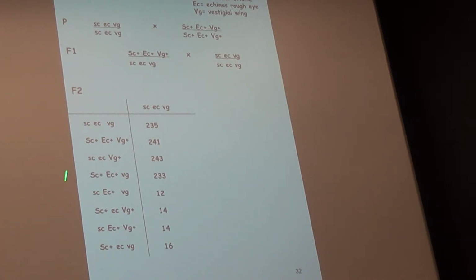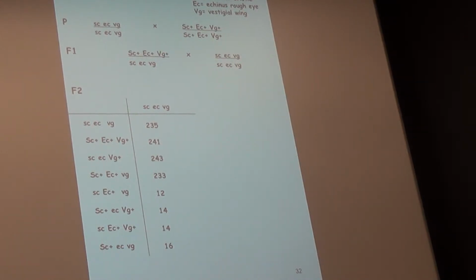Now, if you see a table that looks like this, remember what I told you. Usually when you get a three-point cross and you get a table, you get two individual classes that are very large numbers, and then smaller numbers, and then very small numbers, right? You don't see that here, right? You've got four classes that are approximately equal here, and four classes that are approximately equal here. That's a sign that only two genes are linked, and one gene is unlinked.